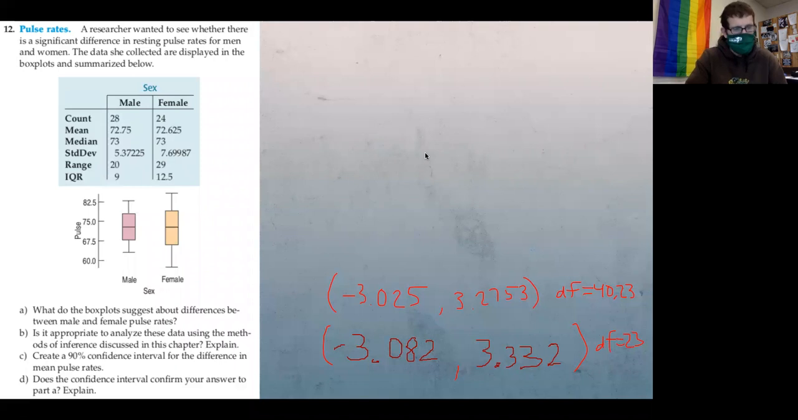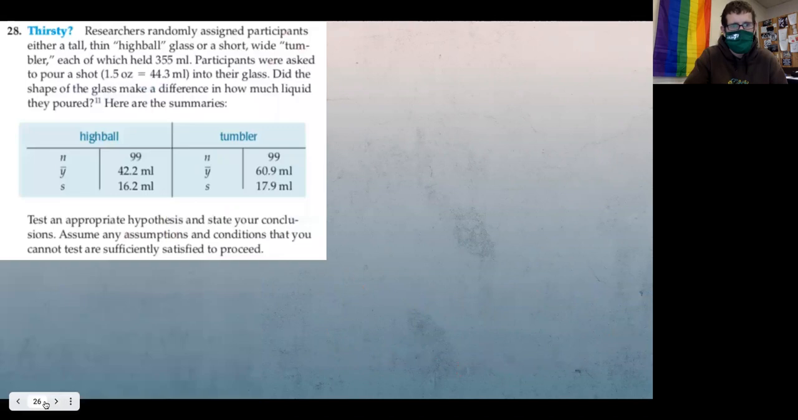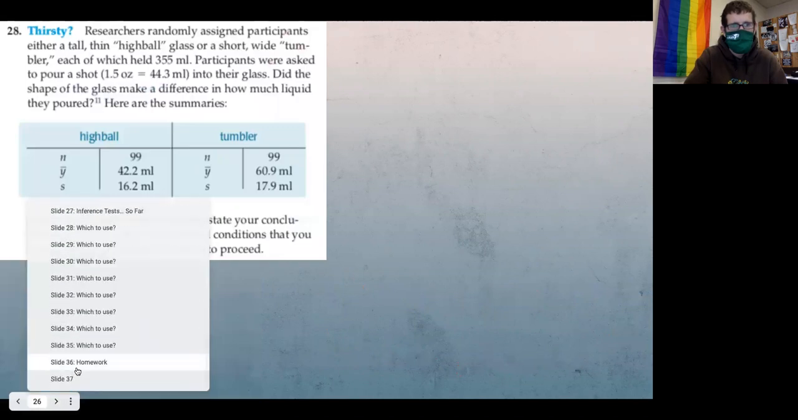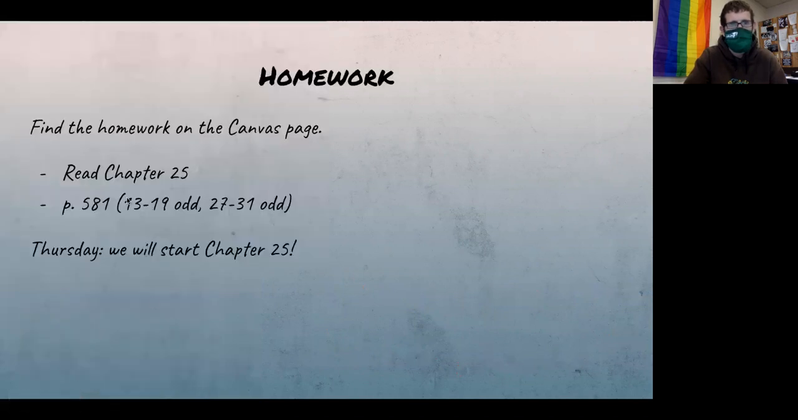Okay, so that's it for today. Let me jump to the very end here, just to show the homework. If you look at these problems in the book, some of them are going to call for hypothesis testing. Some of them are going to call for confidence intervals. Obviously for tonight, just pick out the ones that are confidence intervals and practice with those. And we'll look at the hypothesis test tomorrow.